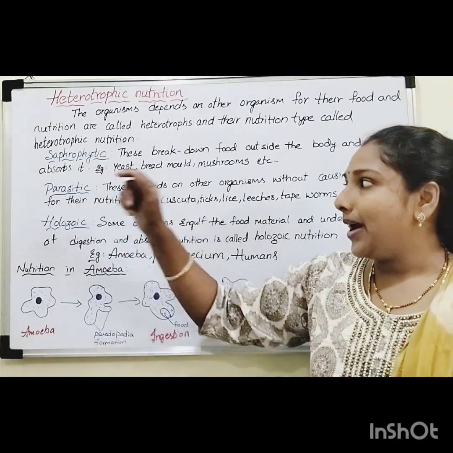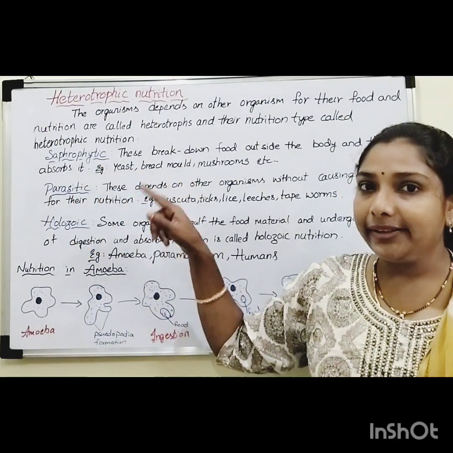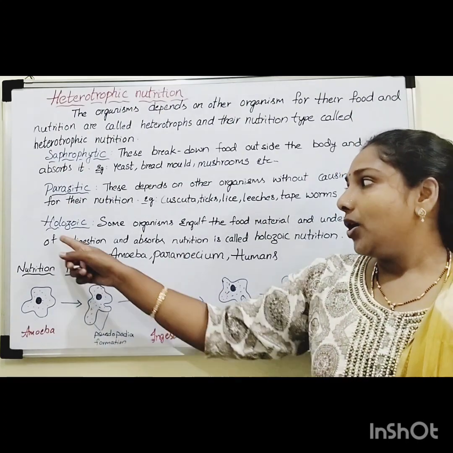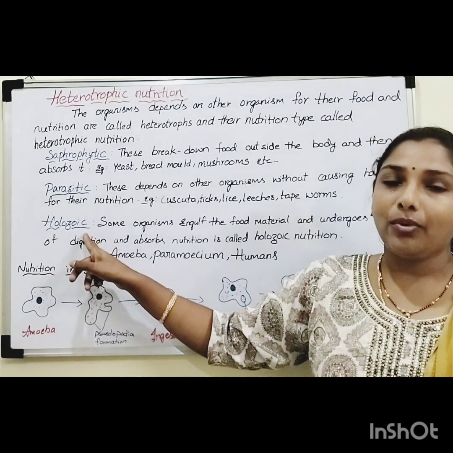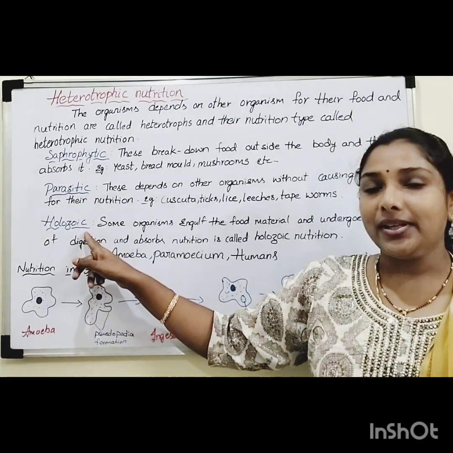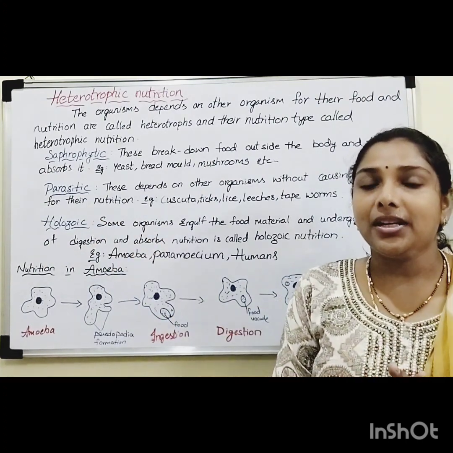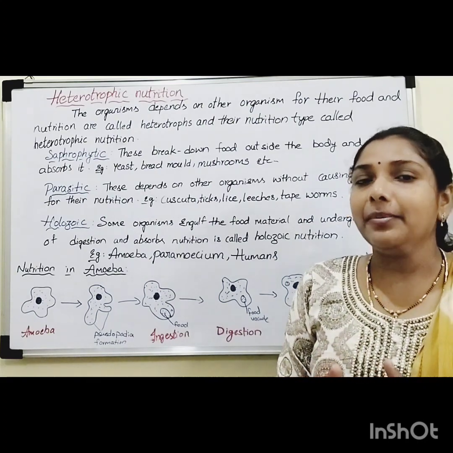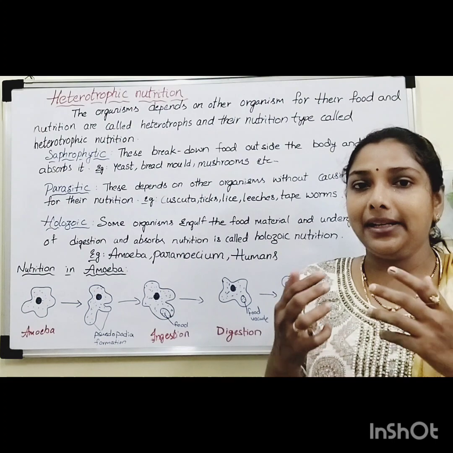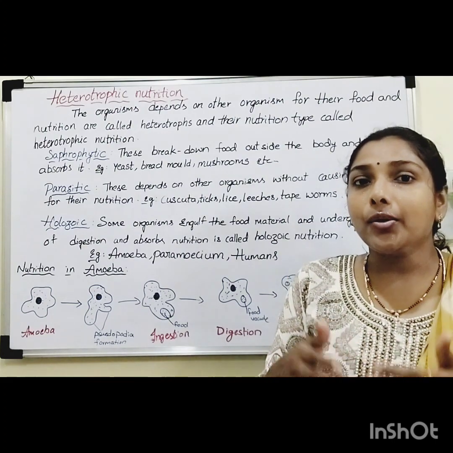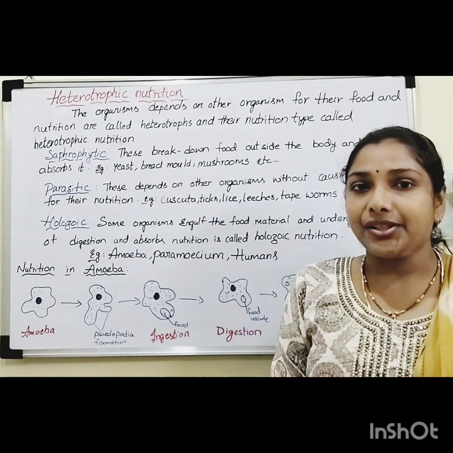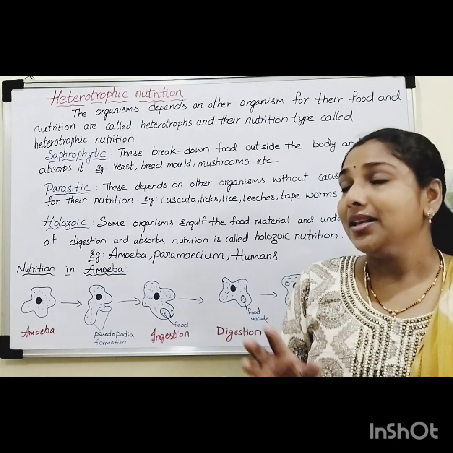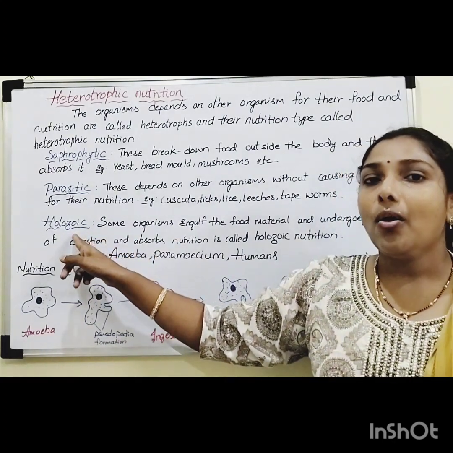So saprophytic and parasitic, these two you have already learned in your lower classes. But there is another type of nutrition, that is holozoic nutrition. What is that? In this type of nutrition, the organisms engulf the food material at a time. Engulfing means taking in the food. After taking in the food, the organism undergoes a process of digestion. Next, the undigested food is eliminated outside the body. Such type of nutrition we call holozoic nutrition.